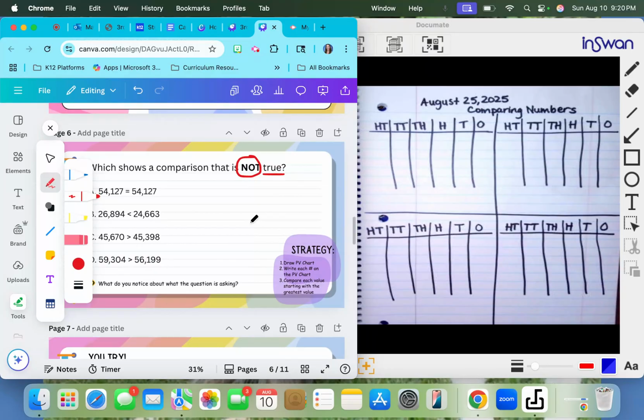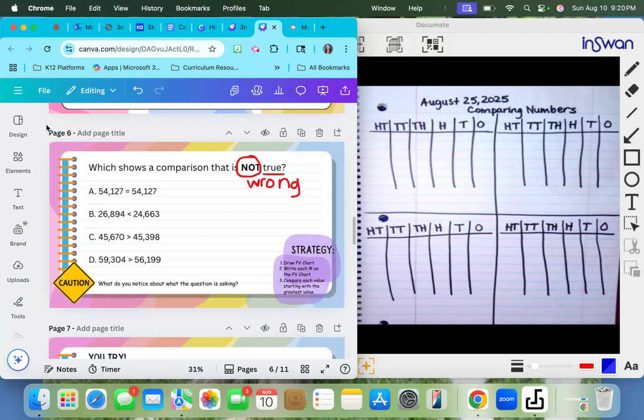Oh, so we are going to be looking for the comparison statement that is wrong. So when I see not true, I'm actually wanting the wrong answer, which is different because normally we always want the correct answer, but this time I want the wrong answer. That's interesting. Okay, let's get comparing.